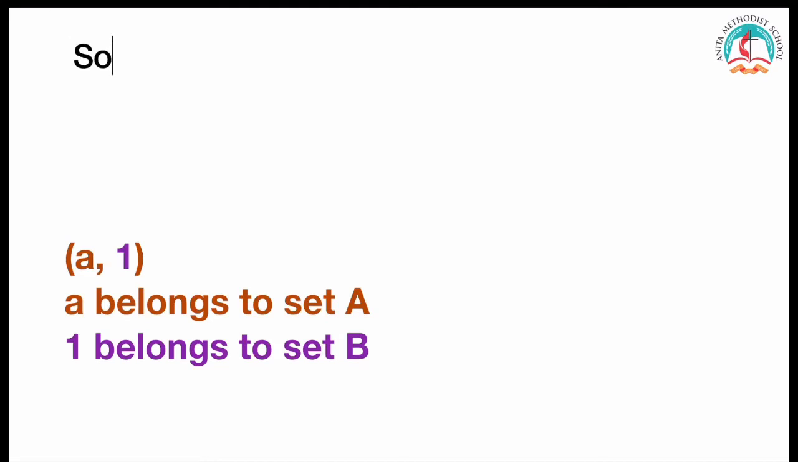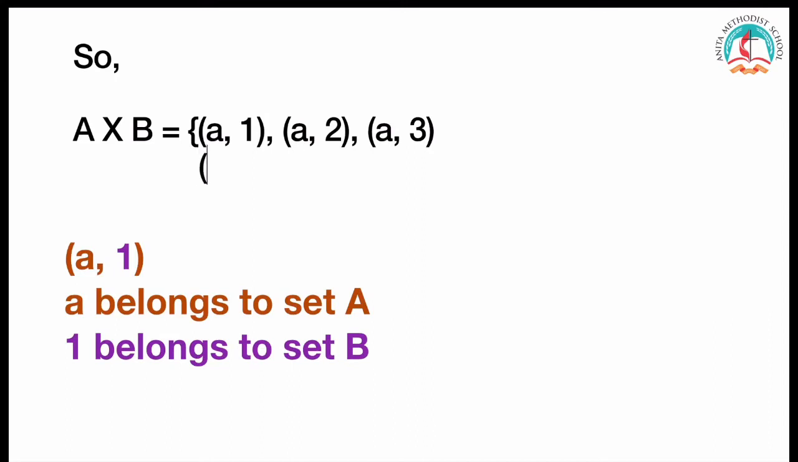So, you will get A × B equal to the ordered pairs (a, 1), (a, 2), (a, 3), (b, 1), (b, 2), (b, 3). This list is complete because we get all the possible pairs between the elements of A and B. Now closely look at the first ordered pair (a, 1), where a belongs to set A and 1 belongs to set B. a and 1 are separated by a comma and enclosed in brackets.